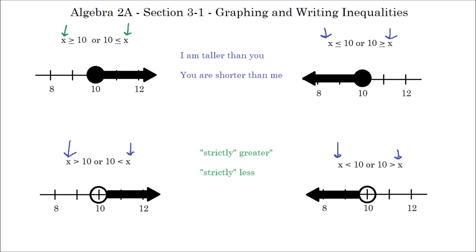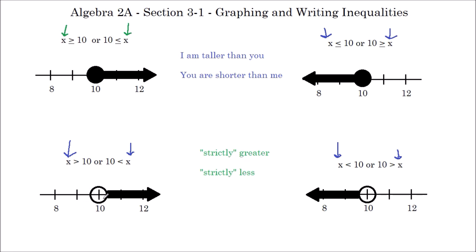Down here on the bottom, what we have is what I call the strictly greater or strictly less, because your variable, whatever you're talking about, cannot be equal. Now there are different situations where that might come up, but notice here, when it's not equal to, how we have what's called this open dot.